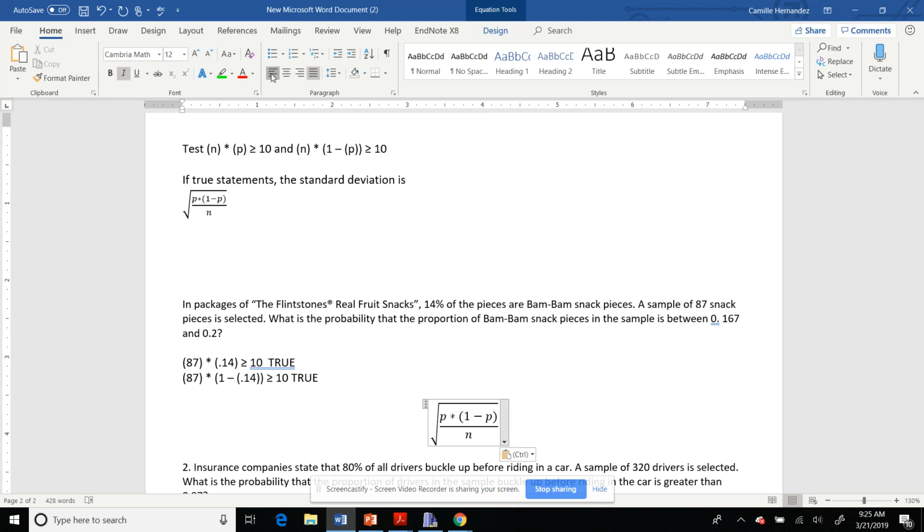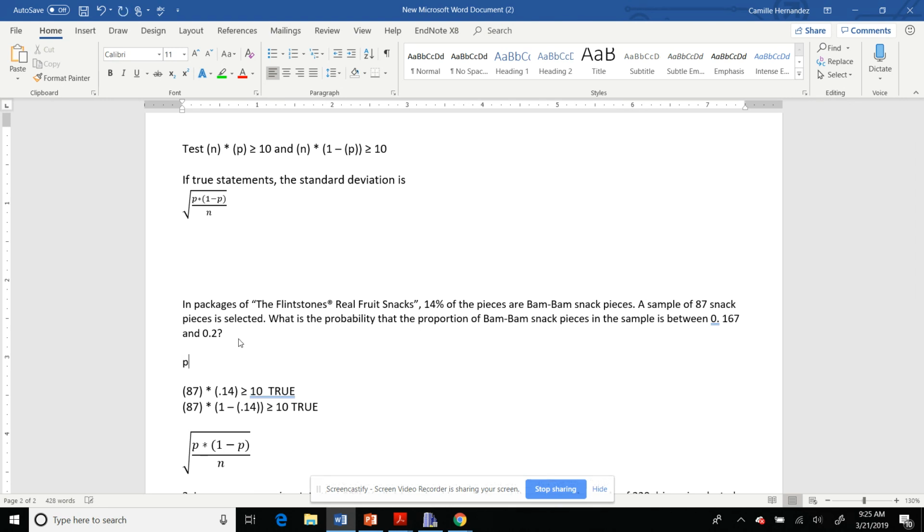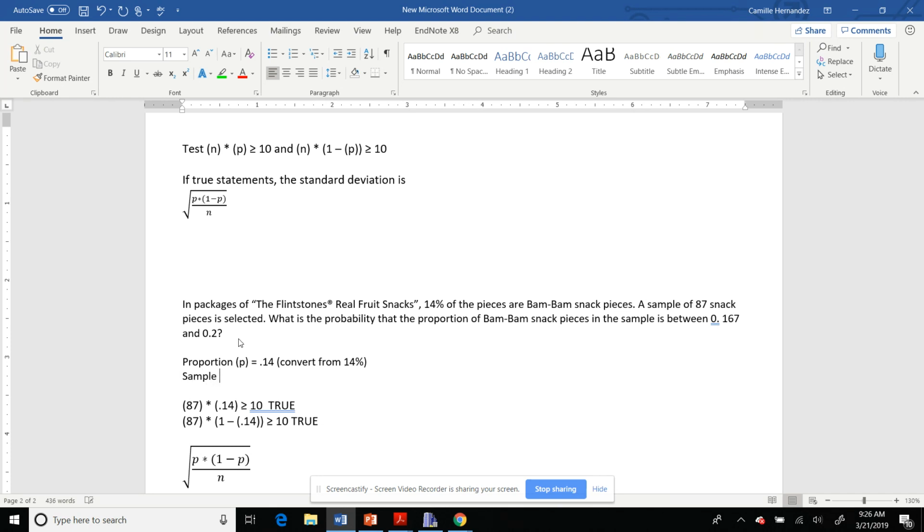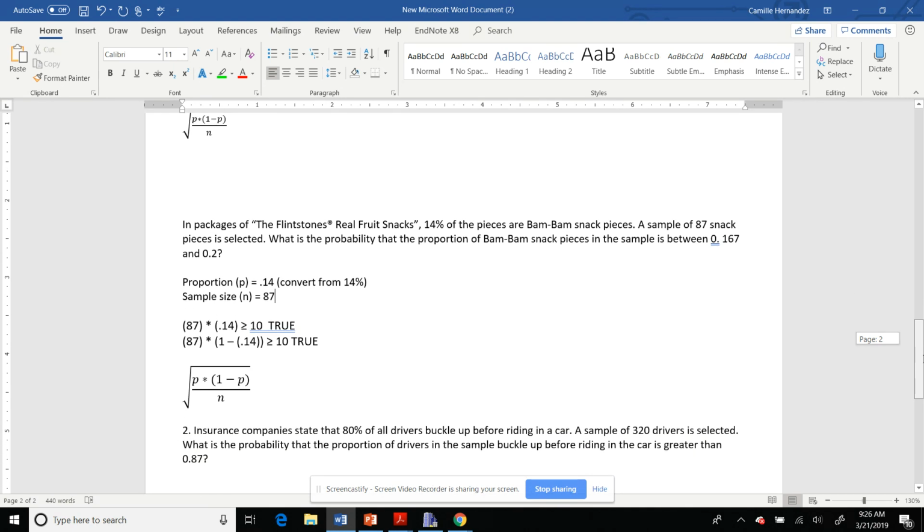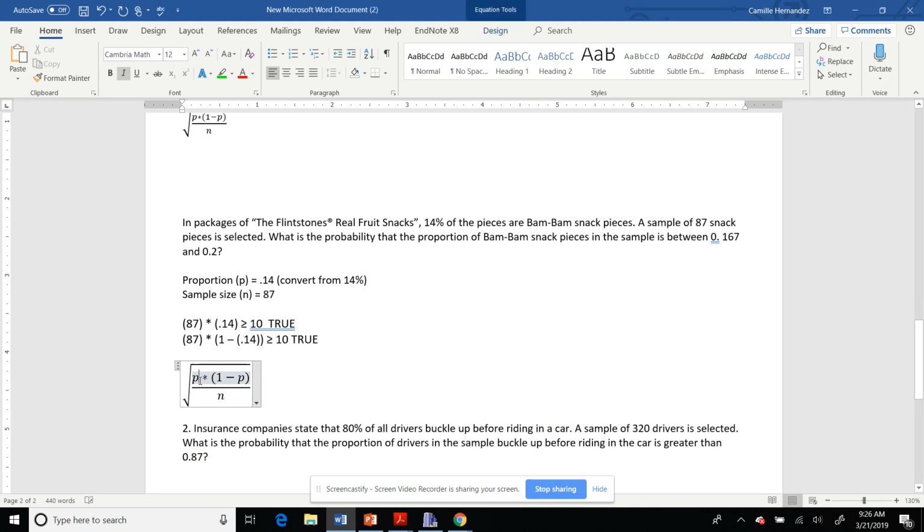Okay. All right, so you might be asking, where did I get the 87 and where did I get the 0.14? Let me go back and do that. So the proportion I'm working with, I'm going to put it as a little p, equals 0.14. And then how about the sample size? It's 87, because I don't want to even jump more into the problem until I know I can use it. So since I have everything laid out, I'm going to do this.